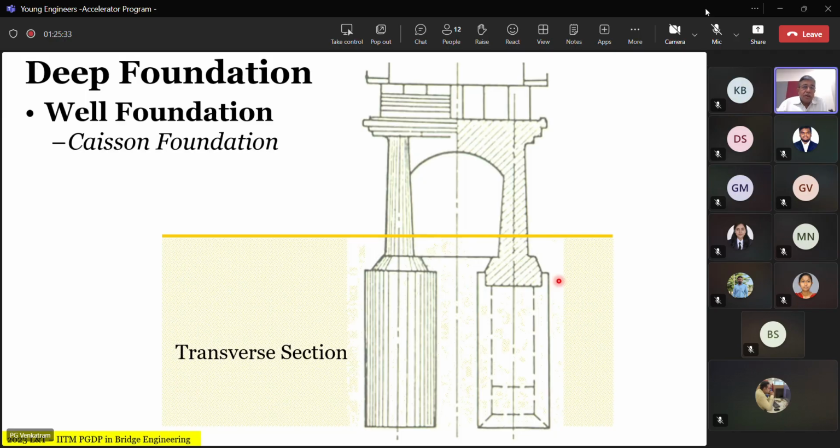Okay, so in transverse section, sometimes we have to place adjacent wells next to each other. Do you have any idea how much separation should be there? Should there be a separation at all, or can they be touching each other?